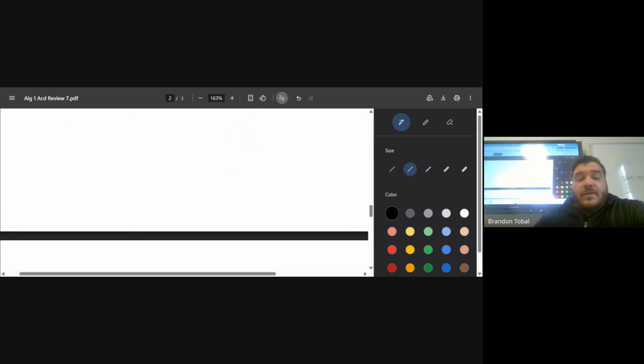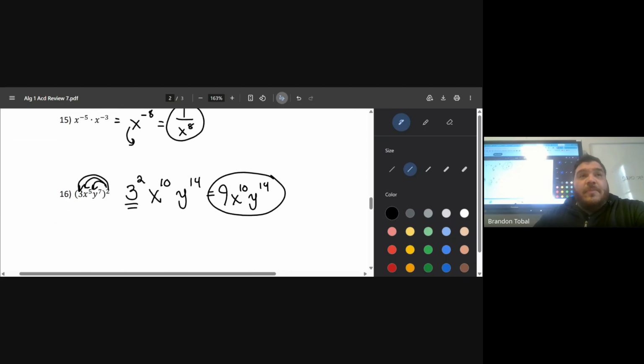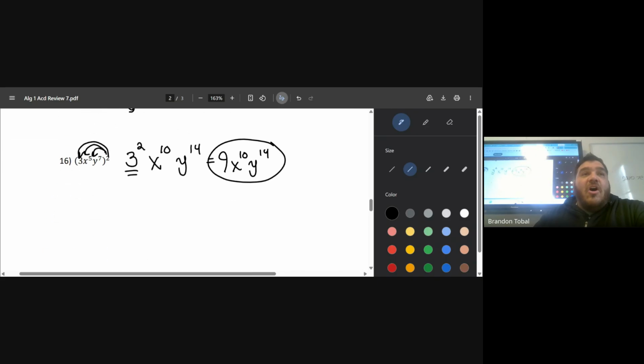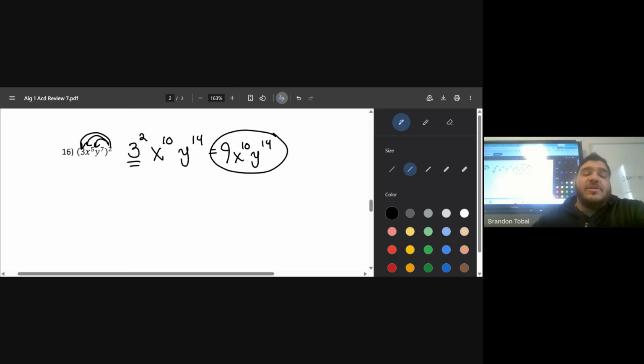All right. Let's go. Those are the problems. The hardest version, actually stay on that page. The hardest version, let's call this 16.5. The hardest version of this type of question will be something like this. 10 x to the 8, y to the 5, divided by 2 x to the 3, y to the negative 4.